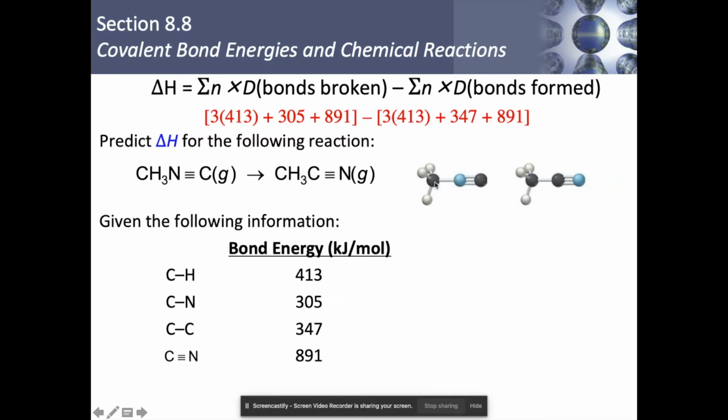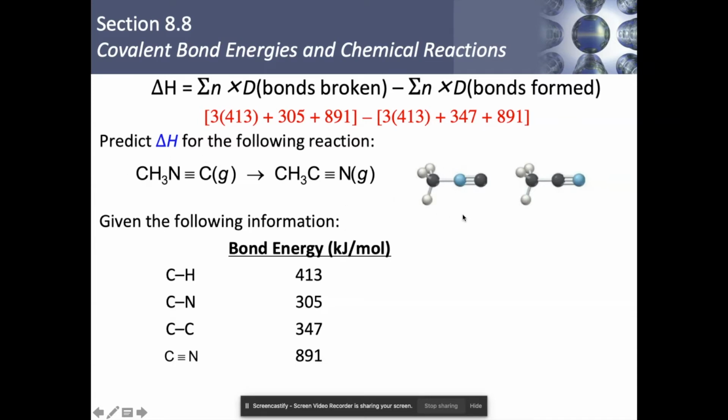Then I have a carbon-nitrogen bond, okay? A carbon-nitrogen bond is 305 right here. And then I have a nitrogen-carbon triple bond, and that's right here, and that's 891. So I would add all of those together, and that would be if I took this and broke it all into pieces.